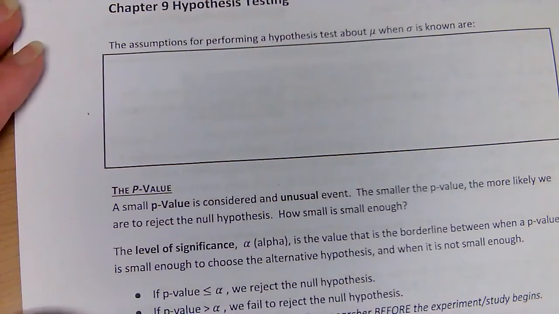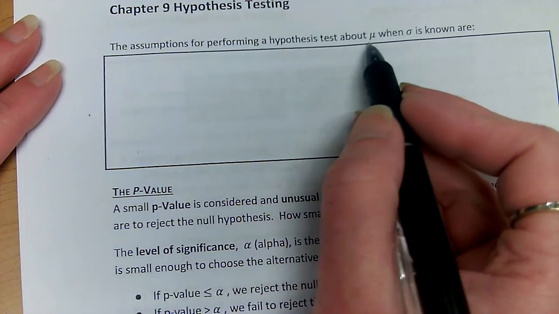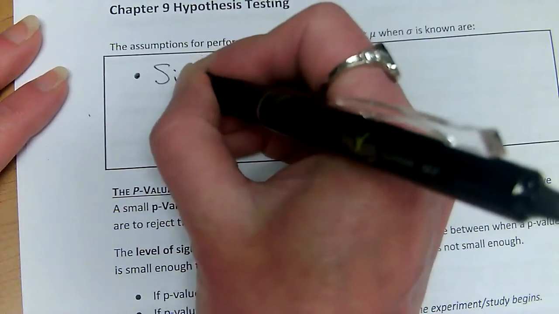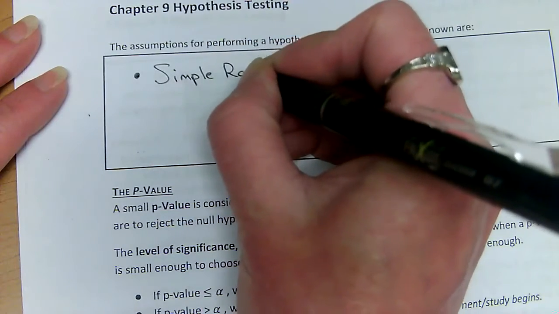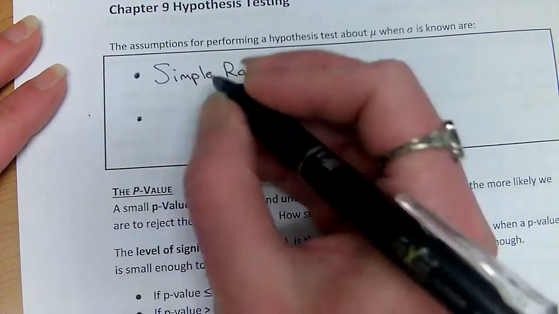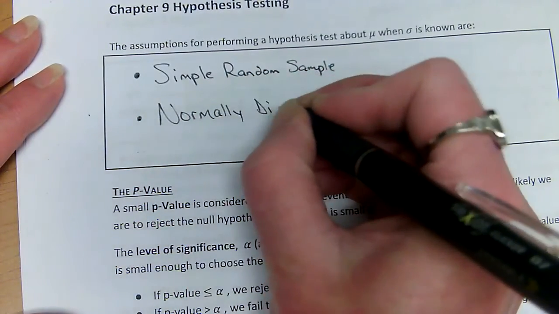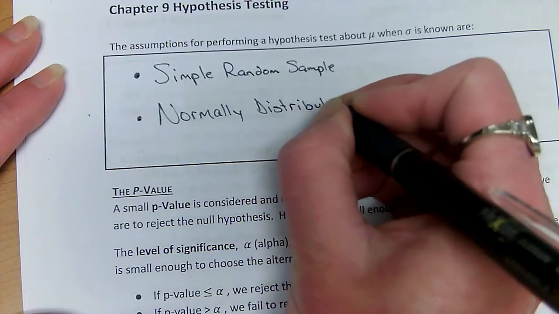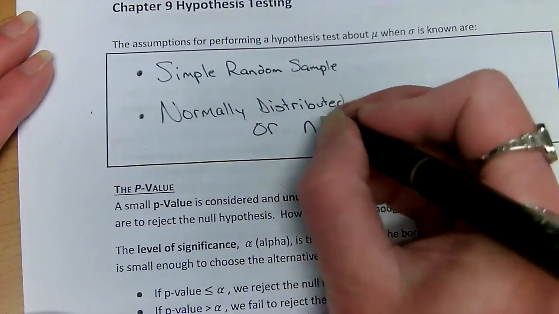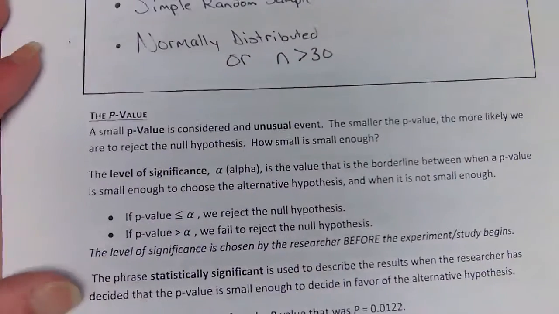Now, before we can run this, we need to make sure that our assumptions when we're doing a test about a mean are satisfied. The first one is we want a simple random sample. And the second thing is we either need to know that we're normally distributed, or the sample size needs to be large enough. N needs to be bigger than 30. Those are our assumptions.